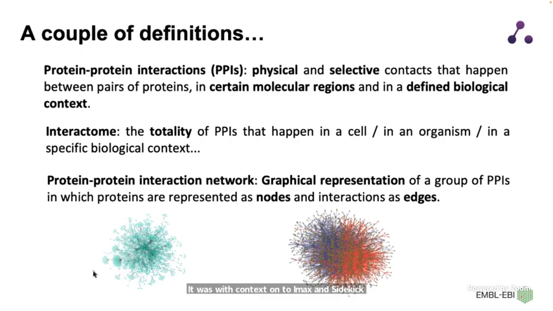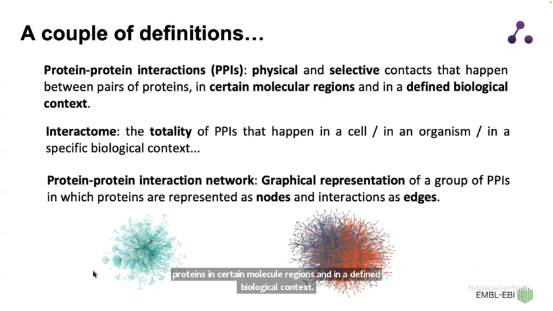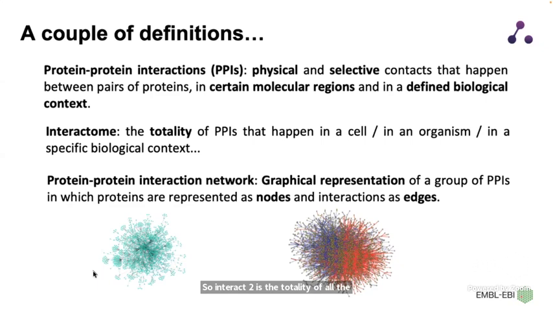Protein-protein interactions are physical and selective contacts that happen between pairs of proteins in certain molecular regions and in a defined biological context. The interactome is the totality of all the interactions that happen in a cell or in an organism in a biological context. A protein-protein interaction network is the graphical representation of a group of protein-protein interactions, in which proteins are represented as nodes and the interactions or relationships among the proteins are represented as edges.